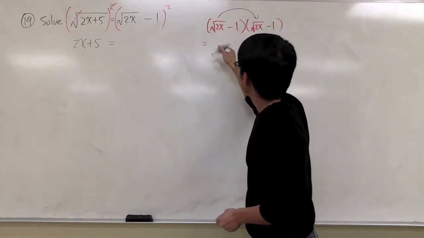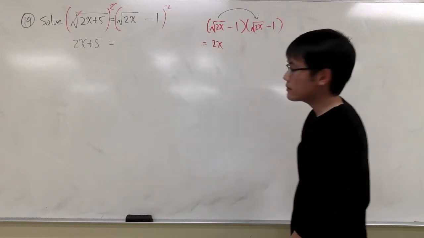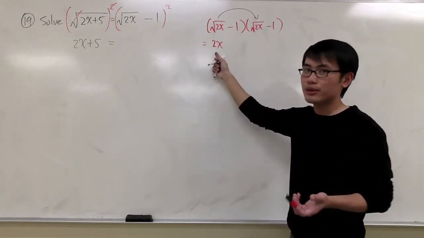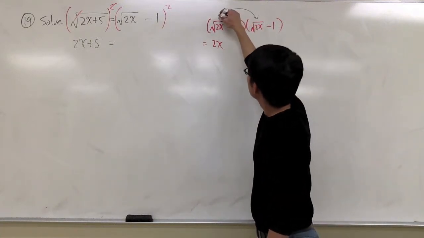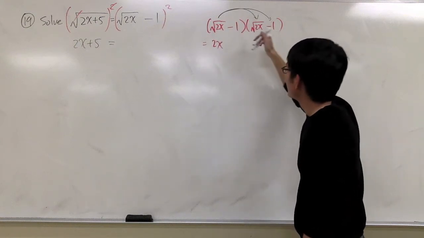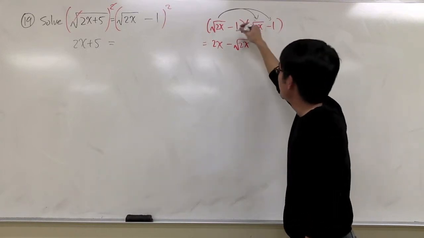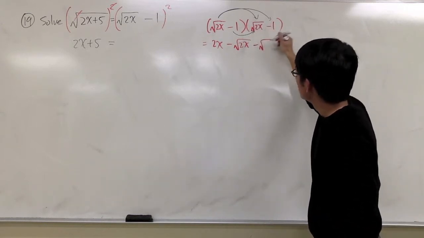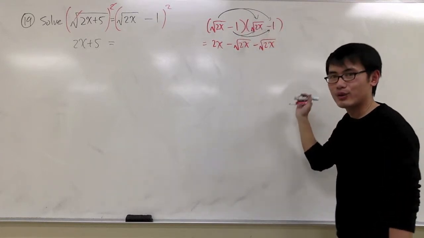This times this: square root of 2x times square root of 2x will be just 2x. It's like the square root of 4x squared, but the square root of 4 is 2, and the square root of x squared is a regular x. And then square root of 2x times negative 1, we have negative square root of 2x. And we continue, negative 1 times square root of 2x, I have another minus square root of 2x. Lastly, negative 1 times negative 1, we get plus 1.